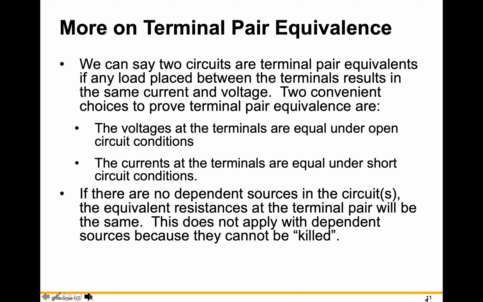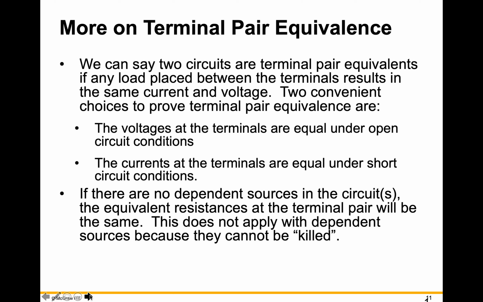Two convenient choices to prove terminal pair equivalence are, first of all, look at the circuit under open circuit conditions. The voltages at the terminals are equal under open circuit conditions. The currents at the terminals must be equal under short circuit conditions. If those two conditions are true, then you can say the two circuits are terminal pair equivalents.